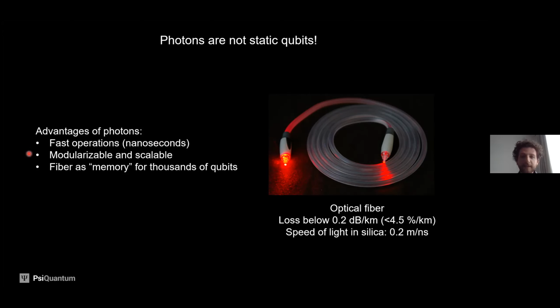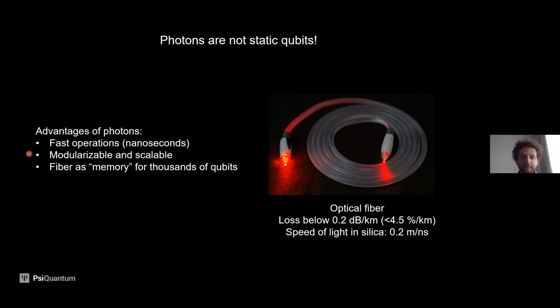The second advantage is that photonic architectures are highly modularizable and scalable. Modularizable means that you can design a quantum computer as a network of identical modules that are connected through some kind of optical interconnects. And scalable means that these components can be mass-produced.